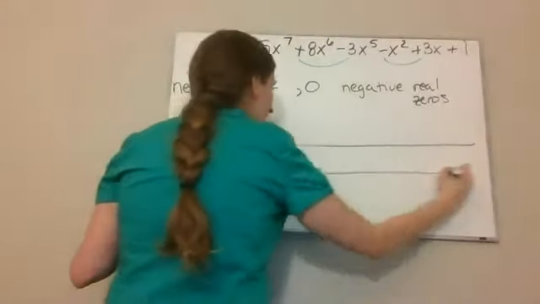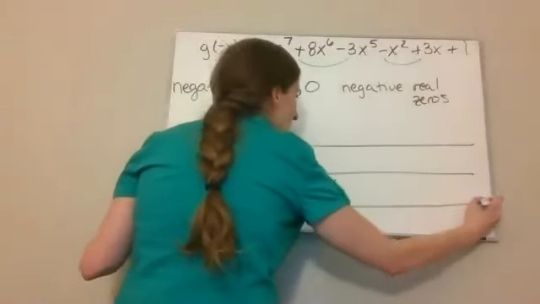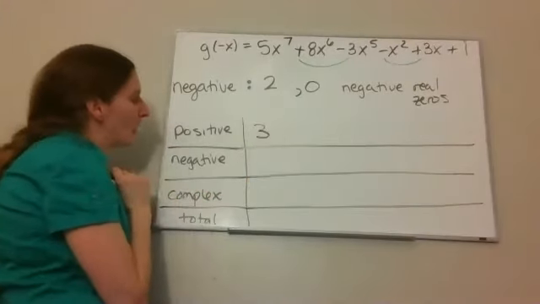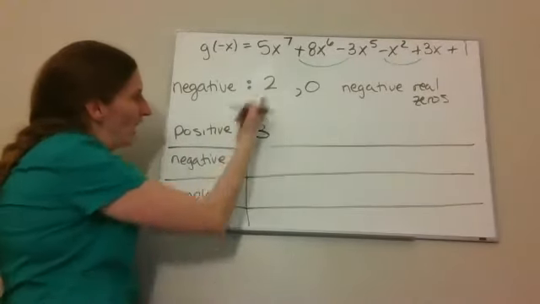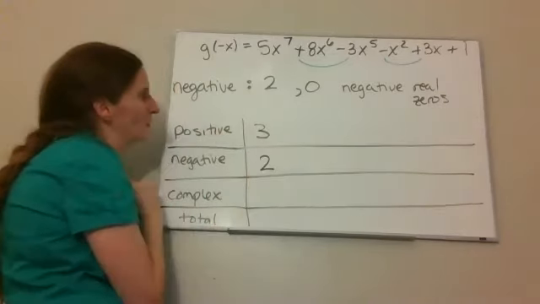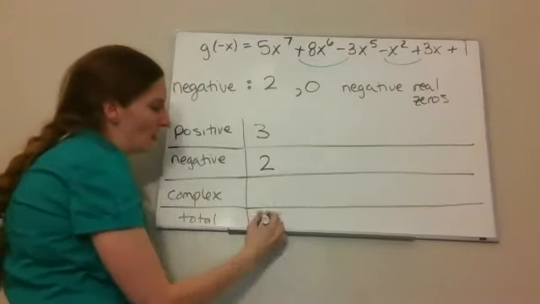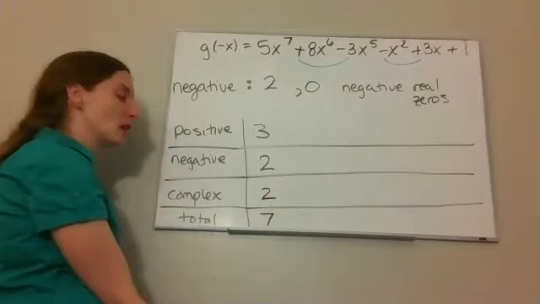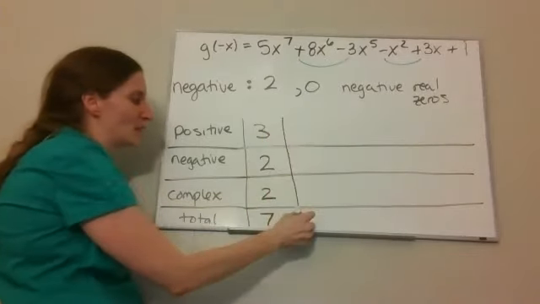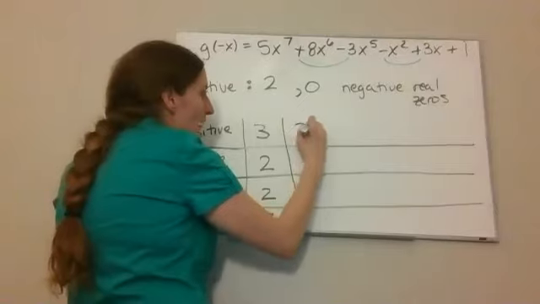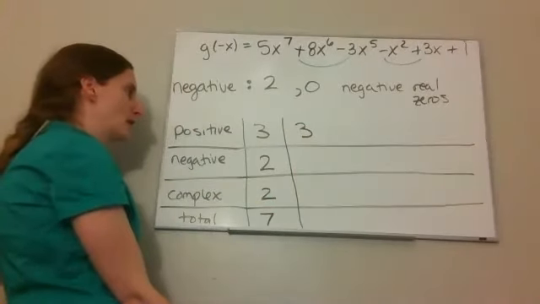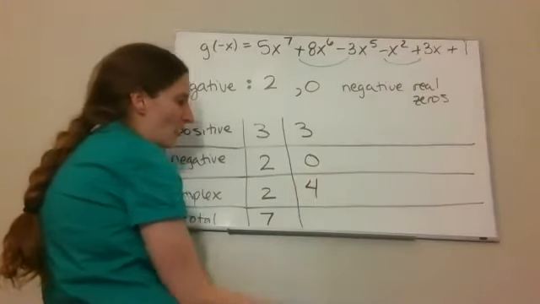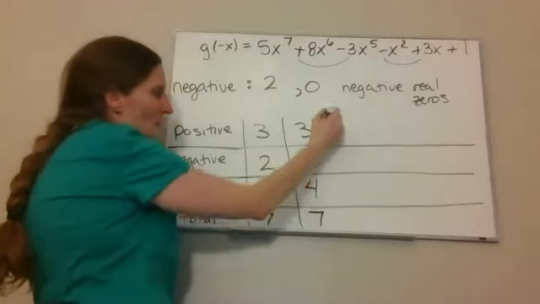So we had, for the positive ones, there's either going to be 3 or 1. If I have 3 real positive zeros, and I could possibly have 2 negative real zeros, I know I have to have 7 zeros altogether, so this would make it so I had to have 2 complex zeros as well, so it adds up to 7. But it's also possible that I have 3 positive reals, 0 negative reals, but that means I'd have to have 4 complex zeros to still have a total of 7.